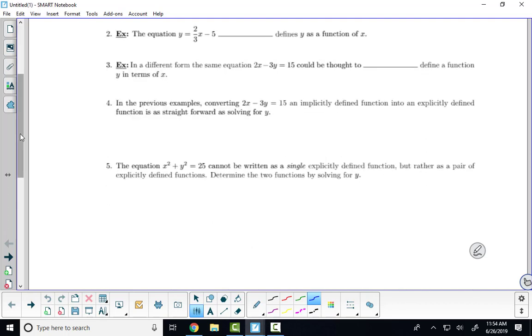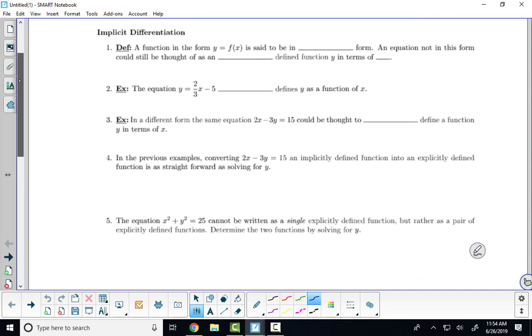So, let's take a look here. If a function is in the form y equals f of x, then we're going to say that that function is in explicit form. Explicit form. An equation not in that form could still be thought of as an implicitly defined function of y in terms of the variable x. So we're going to introduce this vocabulary here: explicit functions versus implicit functions.